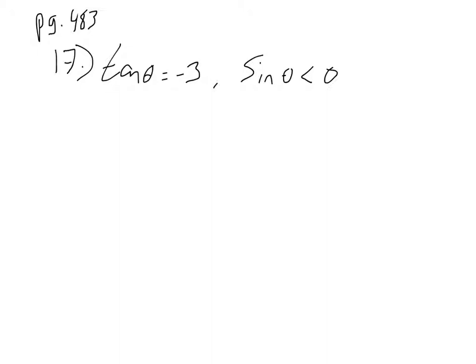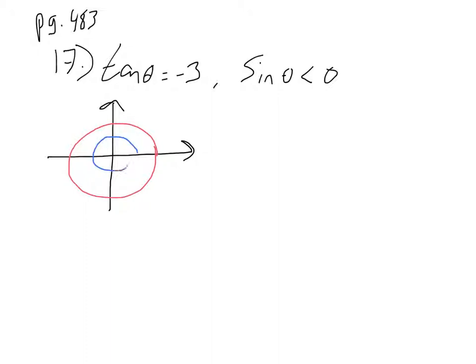So what we need to do here is set up our unit circle. If tan theta is equal to -3, so tan is negative and sine is also negative, we have to be in what quadrant? First, second, third? In which quadrant is sine negative and tangent also negative? Fourth. So we have to be somewhere in the fourth quadrant. All right, so there's our angle theta.